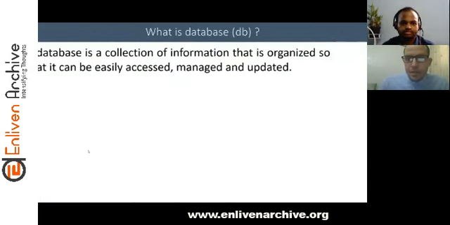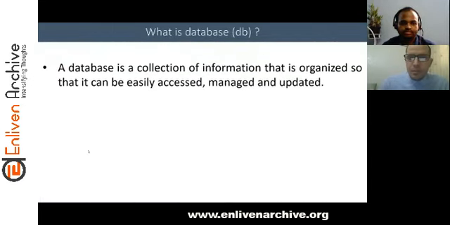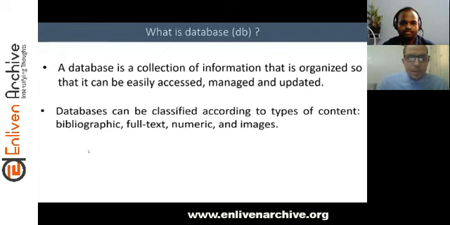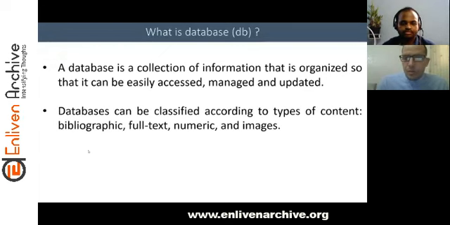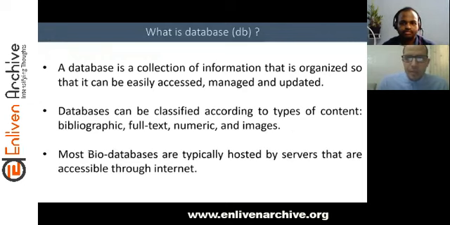What is a database? A database is a collection of information that is organized so that it can be easily accessed, managed, and updated. Databases can be classified according to the type of content: bibliographic, full text, numeric, and image. Where can we find the databases? Most biodatabases are typically hosted by servers that are accessible through the internet.